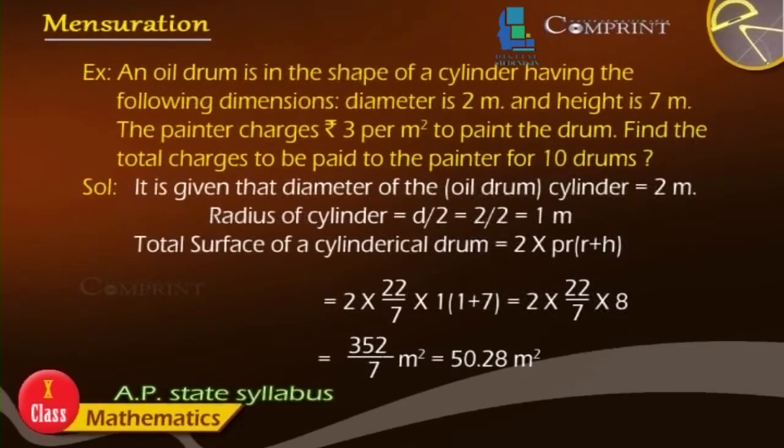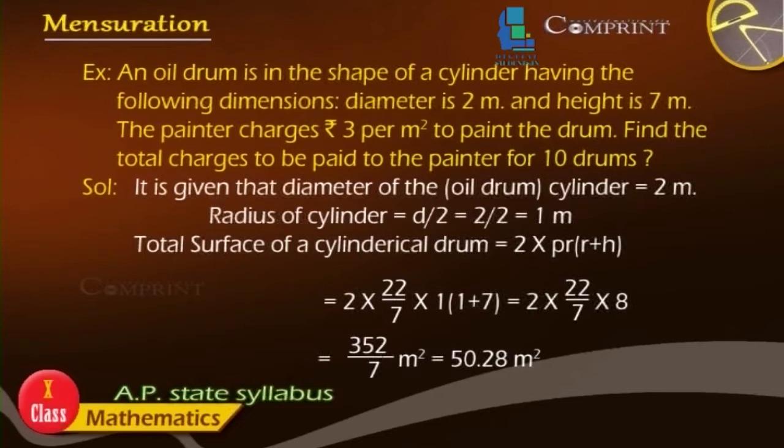Example. An oil drum is in the shape of a cylinder having the following dimensions. Diameter is 2 meters and height is 7 meters. The painter charges 3 rupees per meter square to paint the drum. Find the total charges to be paid to the painter for 10 drums.